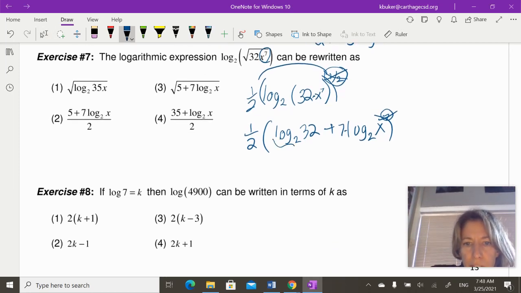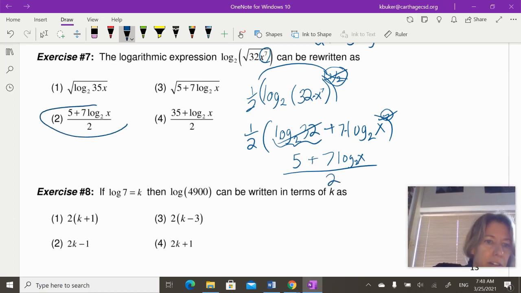Okay, again, log base 2 of 32 I can evaluate. Since 32 is a power of 2, it's the 5th power, so this just turns into 5 plus 7 log base 2 of x. And everything is times 1/2, which is the same thing as dividing by 2. And I see my answer right here, number 2.